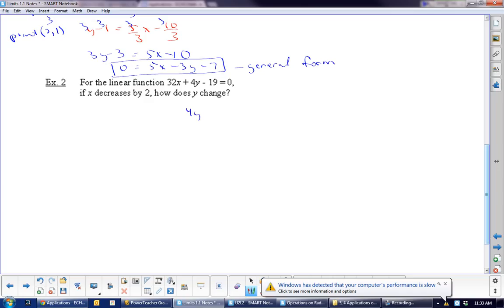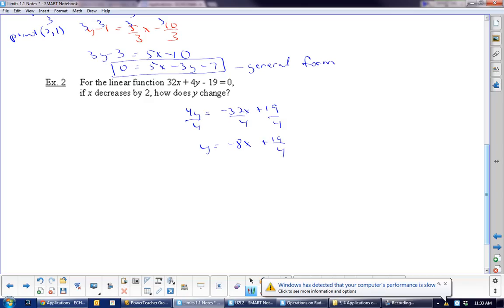So 4y equals -32x plus 9, yep, sorry. Okay, now divide by 4 to everybody, and y will equal negative 8x plus 9 over 4.